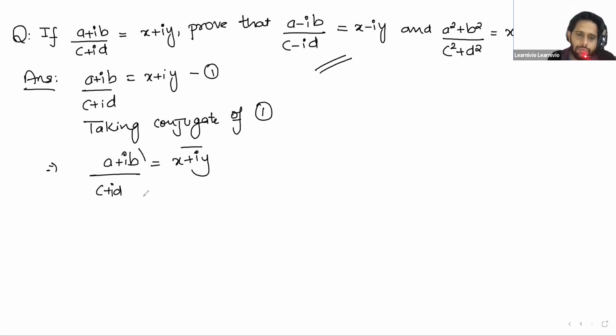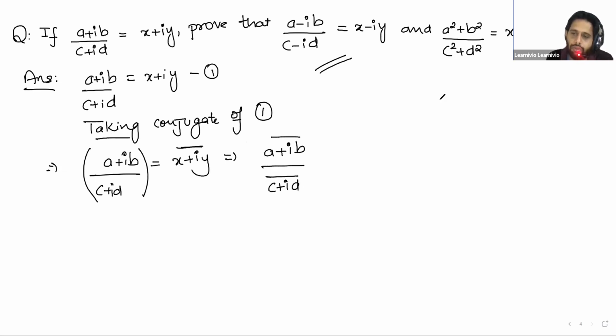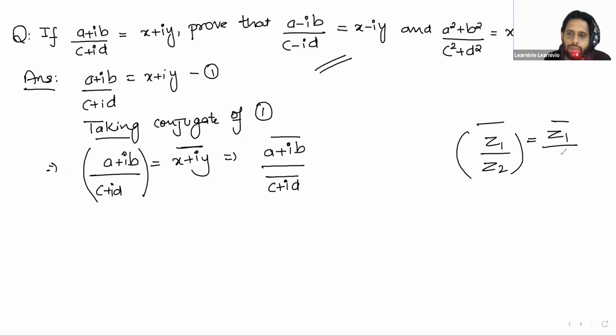We need to show all the steps. So we are finding the conjugate. Okay, then this will be separated. You will separately find the conjugate of the numerator. You will separately find the conjugate of the denominator, because we have this property that (Z1 by Z2) conjugate is equal to what? Z1 conjugate by Z2 conjugate. Okay, just write this property.